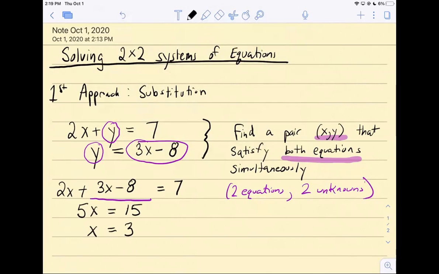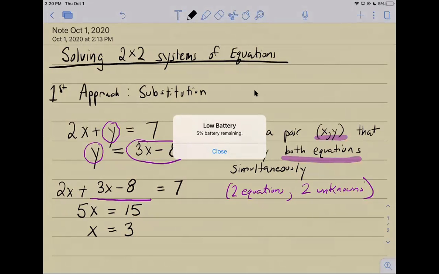Okay, question, are we done here? What else remains to be solved? And how do we go about getting it? Anyone want to raise your hand? I can call on them. Well, now we found x, so we have to find y, or?